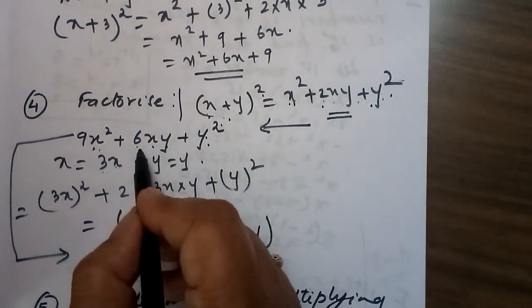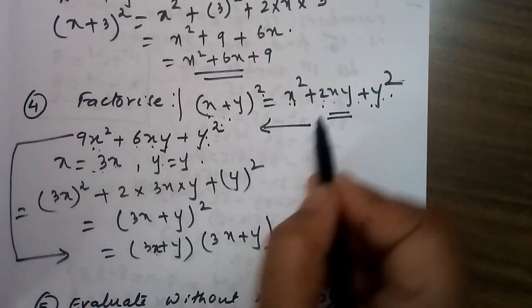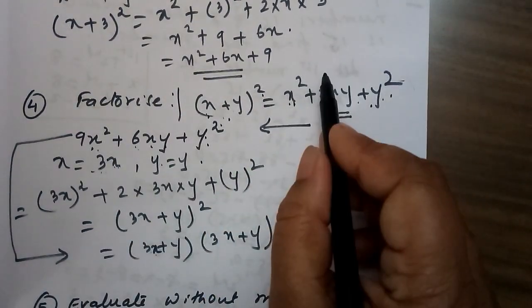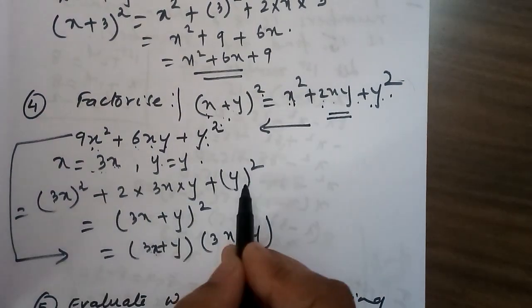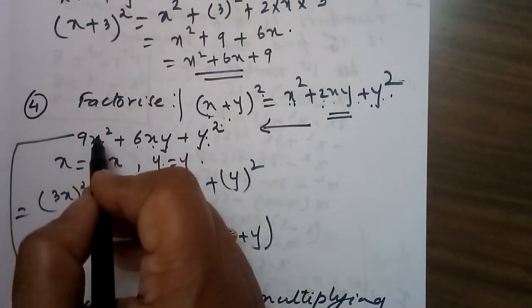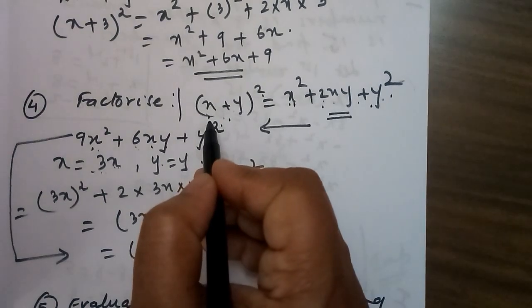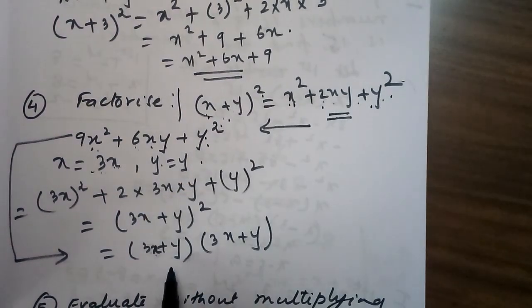I have compared it with this, identified the values of x and y, put them over here in my right hand side, and from this step I come down to this step. I do not multiply them again. If I multiply them again, I'll go back to my question only. So you have to move in the reverse direction to get your answer.